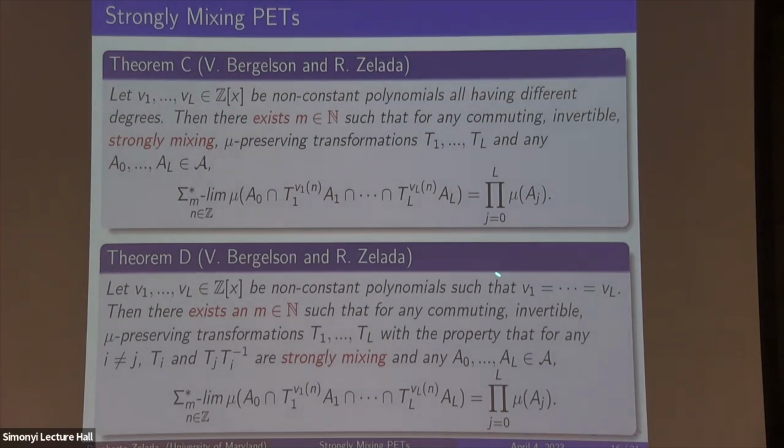And then we have one more result, and this one parallels the result by, which was the one? Donoso, Koutsogiannis, and Sun. Here we have L polynomials, all of them equal. Then we can find an M such that if T1 through TL have the property that each Ti is strongly mixing and the pairwise differences are strongly mixing, then for any A0 through AL, this limit here also goes to independence.